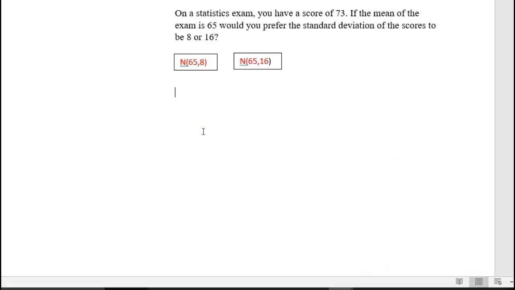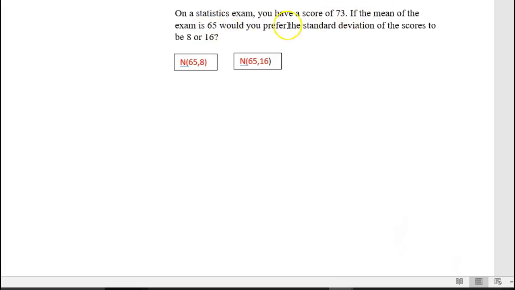All right, so we're going to review how you can use normal curves to solve some great problems. This one is about statistics exams, so you really want to figure out if you've done better or not. So we're going to look at the problem on a statistics exam. You have a score of 73.